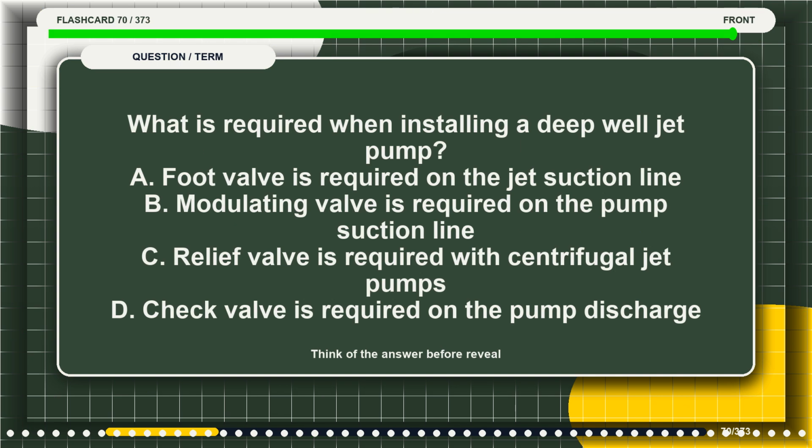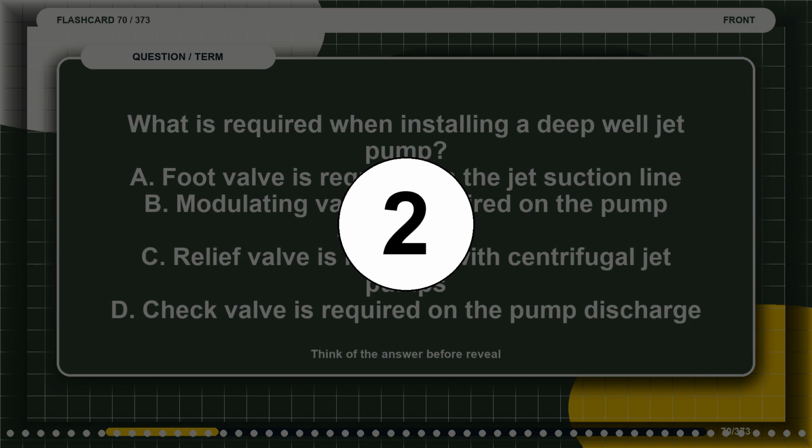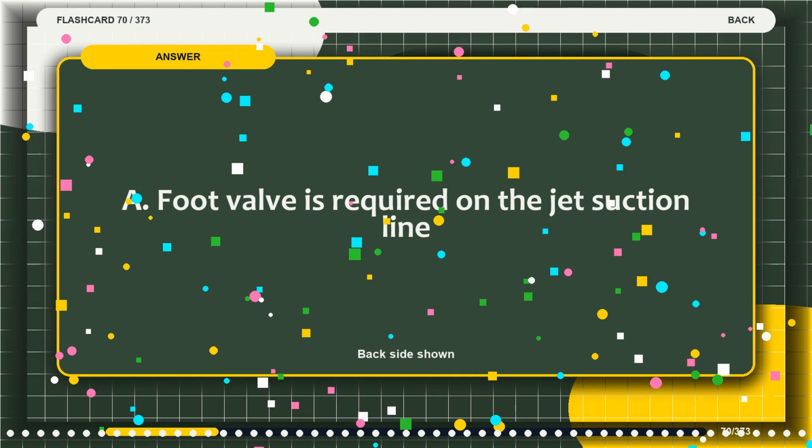Flashcard 70. What is required when installing a deep well jet pump? A. Foot valve is required on the jet suction line. B. Modulating valve is required on the pump suction line. C. Relief valve is required with centrifugal jet pumps. D. Check valve is required on the pump discharge. Think of the answer before the reveal. The answer is A. Foot valve is required on the jet suction line.